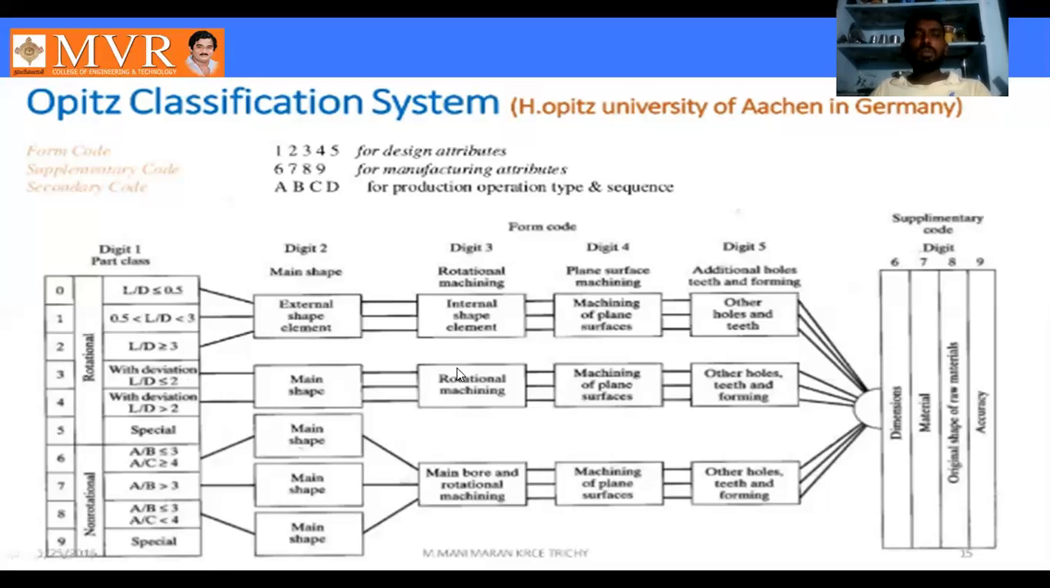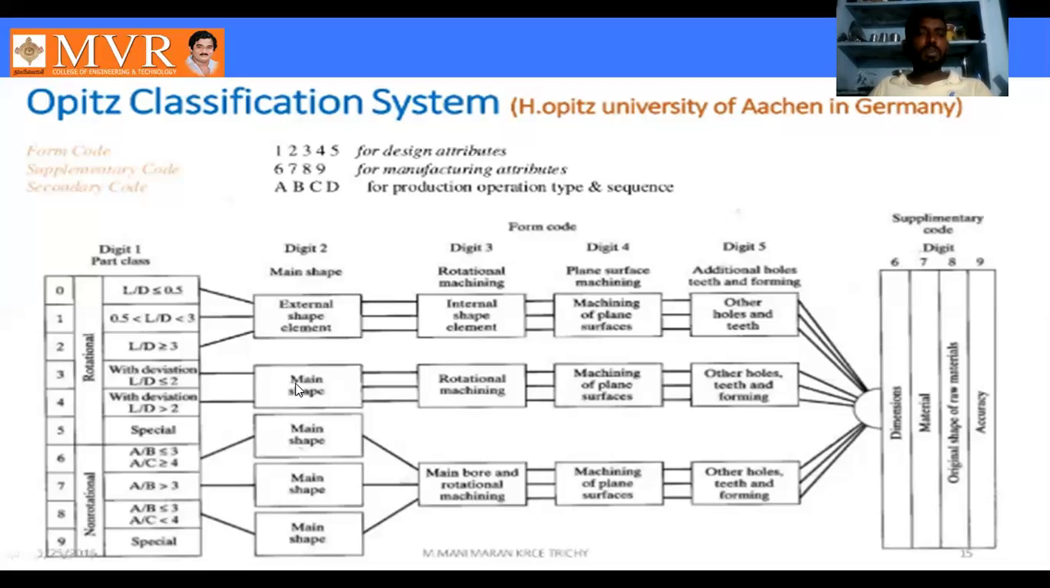So main shape onwards we go for rotational 1, rotational machining 1. After then we are getting machining of plane surface 1. After then we are getting other holes, teeth and forming 1. After then we go for dimensions. After then we go for material 1. So original shape of the material 1 and the accuracy we are getting 1. So it is the 3 by 4 operations 1.